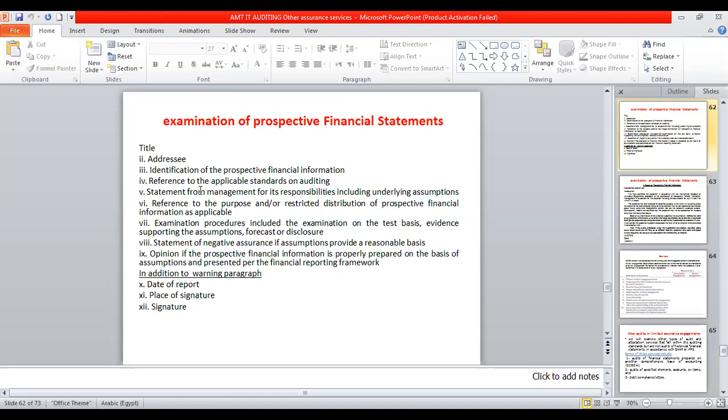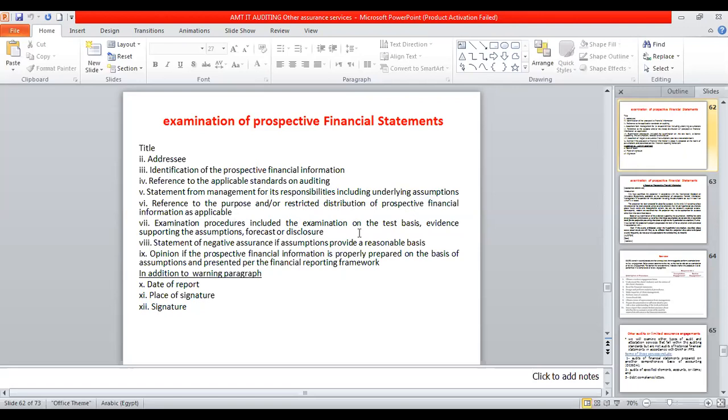Also, the author should refer to the applicable standards on auditing to conduct the examination of prospective financial statements. The report should also include the statement of management responsibility and CPA firm responsibility. In particular, the report should include the underlying assumptions, the management responsibility in presenting the prospective financial statement and its related hypothetical assumptions. The author will also refer to the purpose and the restricted distribution of prospective financial statements.